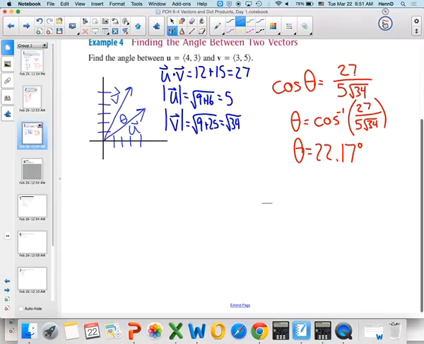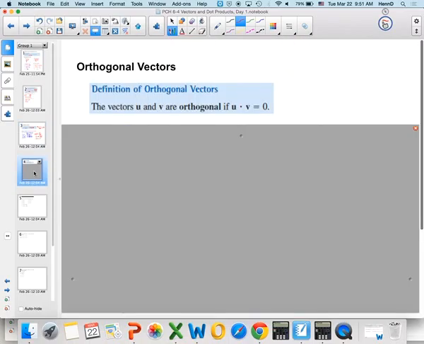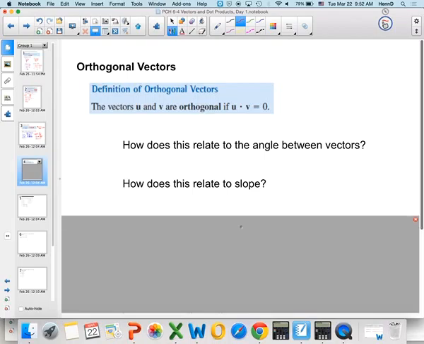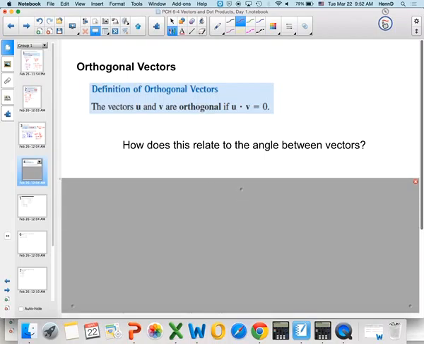The whole result will be 0, the cosine. If the cosine is 0, we have 90 degrees. What's going to make it equal 0? If the dot product is 0. The dot product is 0, and we have a term for that. These vectors are orthogonal. That means the angle between them is 90 degrees.